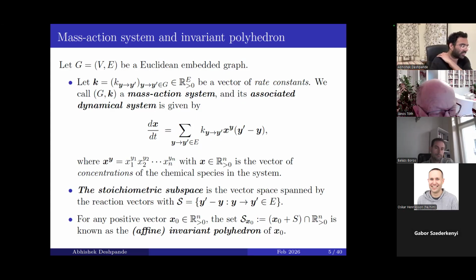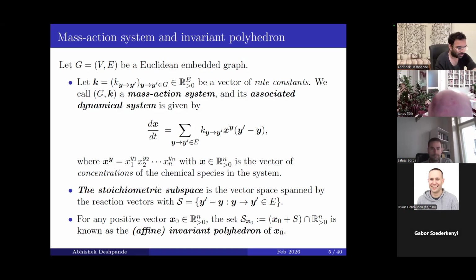And as is usual, the stoichiometric subspace is the vector space spanned by the reaction vectors. So S is the span of y prime minus y for each y to y prime in the set of edges. And for any positive vector x0, the set S_x0 will denote the affine translate of this stoichiometric subspace intersected with the positive orthant, right? So it is the affine invariant polyhedron. And for mass action kinetics, this is invariant, right? So once you are inside this set, you remain in this set forever.